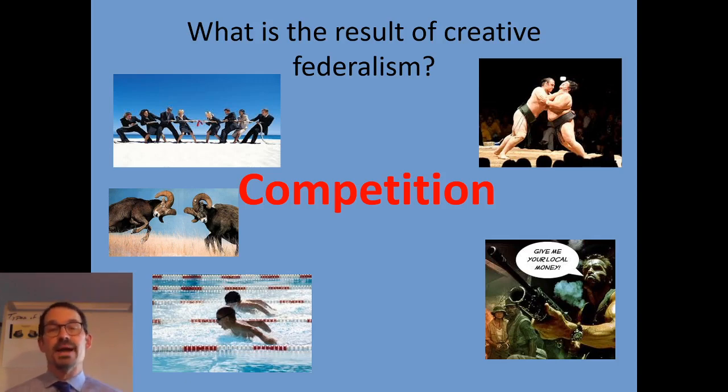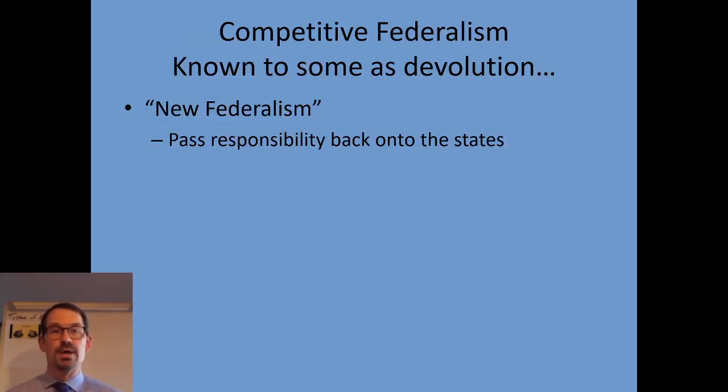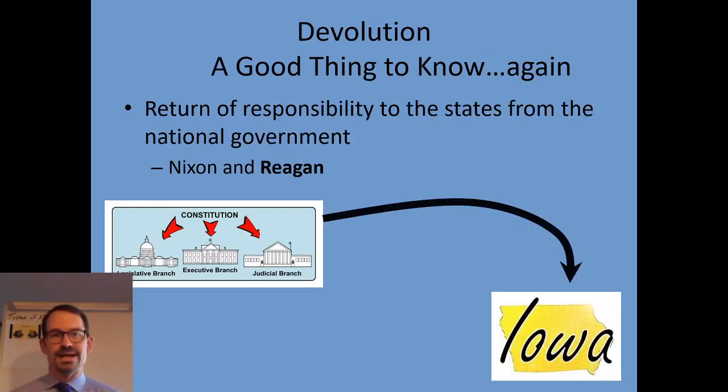This is going to turn into competitive federalism. The competition is for the people's votes. Right, the competition's for the people's vote. Who's going to get credit? So, new federalism is devolution. You're passing responsibility back to the states. This is Nixon and Reagan, right? Please understand, if you guys look there, Reagan is in bold. I want you to know it's Reagan, okay? Because you're going to see the time period here.